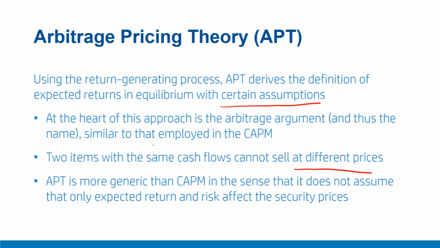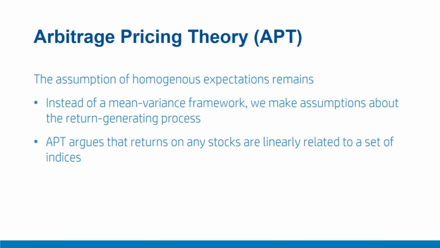APT is more general as compared to CAPM. Unlike CAPM, it does not restrict the forces that affect pricing to expected mean and variance. So it is more generic in that sense. Nonetheless, the assumption of homogeneous expectations is also there, which is similar to CAPM. That assumption remains. The assumption of the mean variance framework is replaced by the assumption about the process generating stock returns, and that process comes from the single and multi-index models that we have already seen.